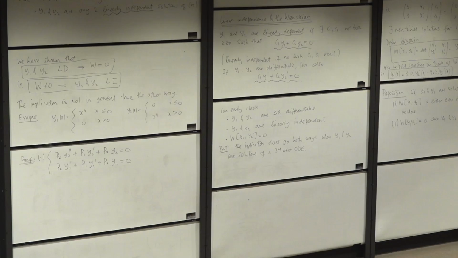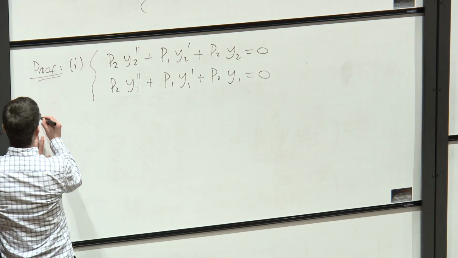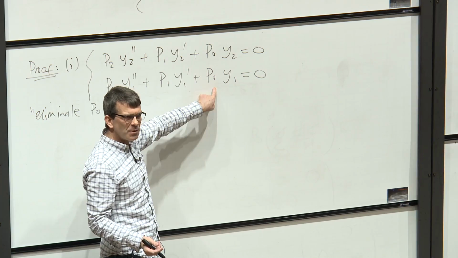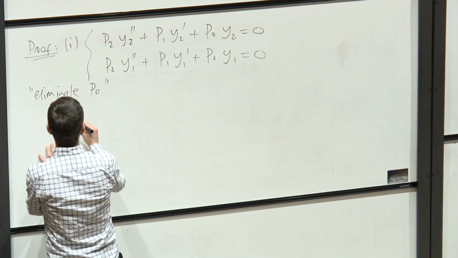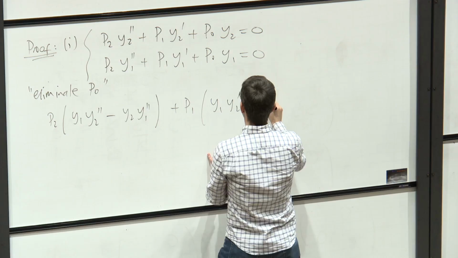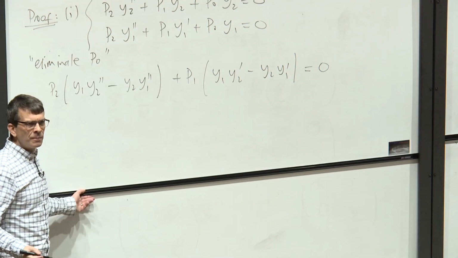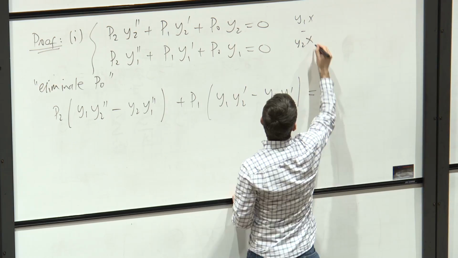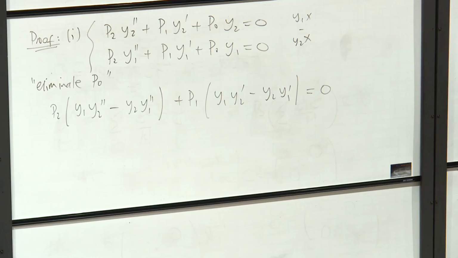The way I think about this is I want to eliminate this p0 term. That's my little way of remembering what to do here. So what I mean is I'm going to do y1 times this one minus y2 times this one. Is that clear? So y1 times the first one minus y2 times the second one. And now this is the Wronskian right here.